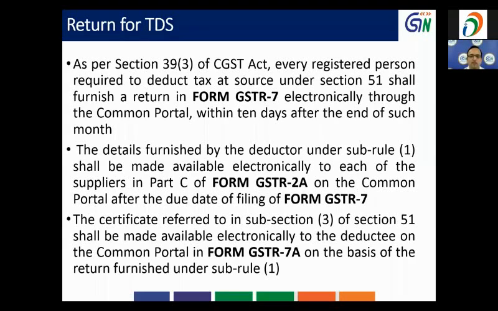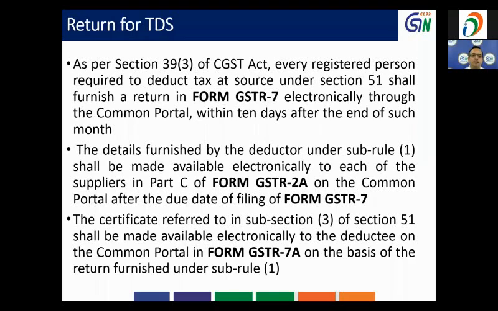So if we are talking about the month of, say, April, I can file my return for all deductions made in April 2017 by the 10th of May 2017. The details furnished by the deductor under sub-rule 1 shall be made available electronically to each of the suppliers.